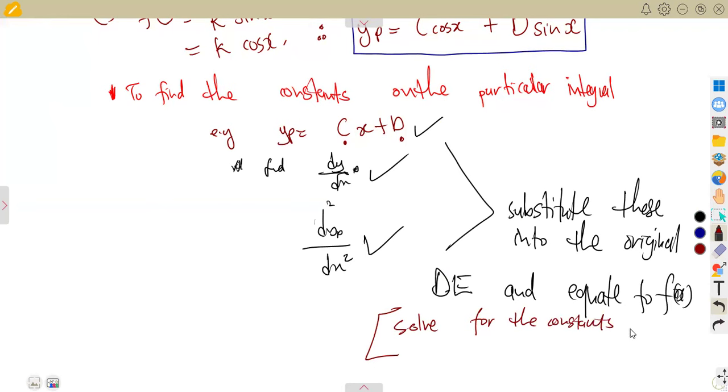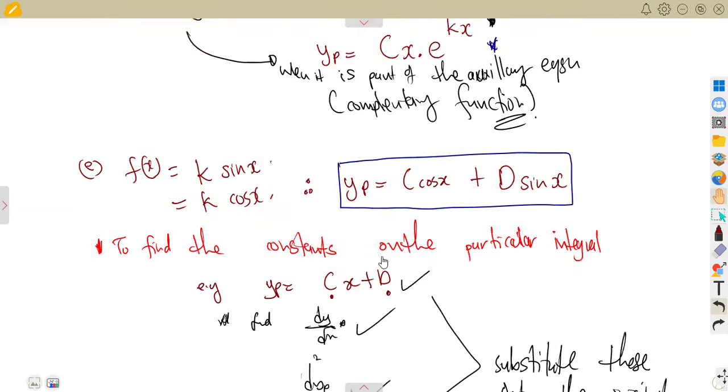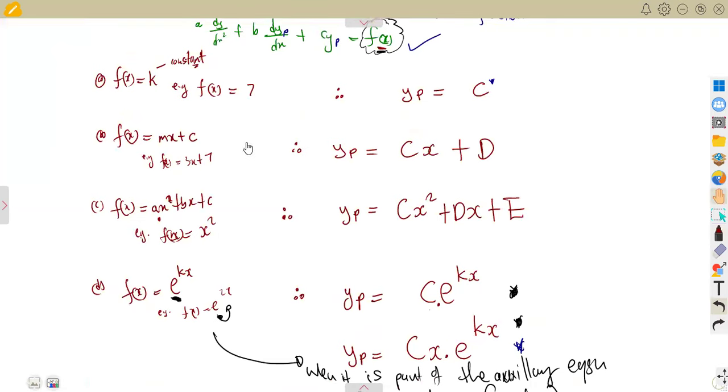All right, that is the idea there. By equating variables. Let us just consider variables there. All right, we shall talk about that. Don't worry. So, as we can see, on the complementary function, we couldn't manage to calculate the constants. Let's go back and see.